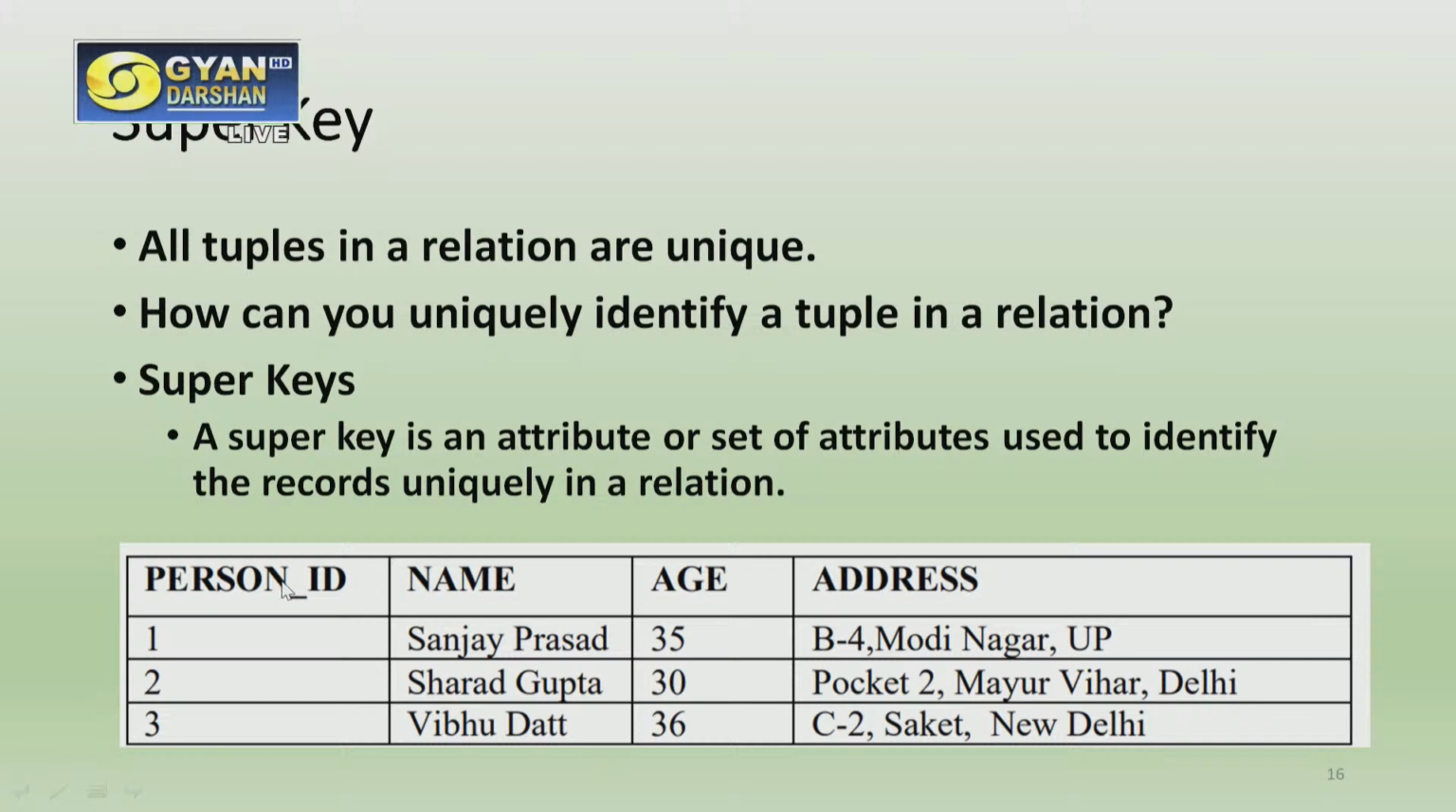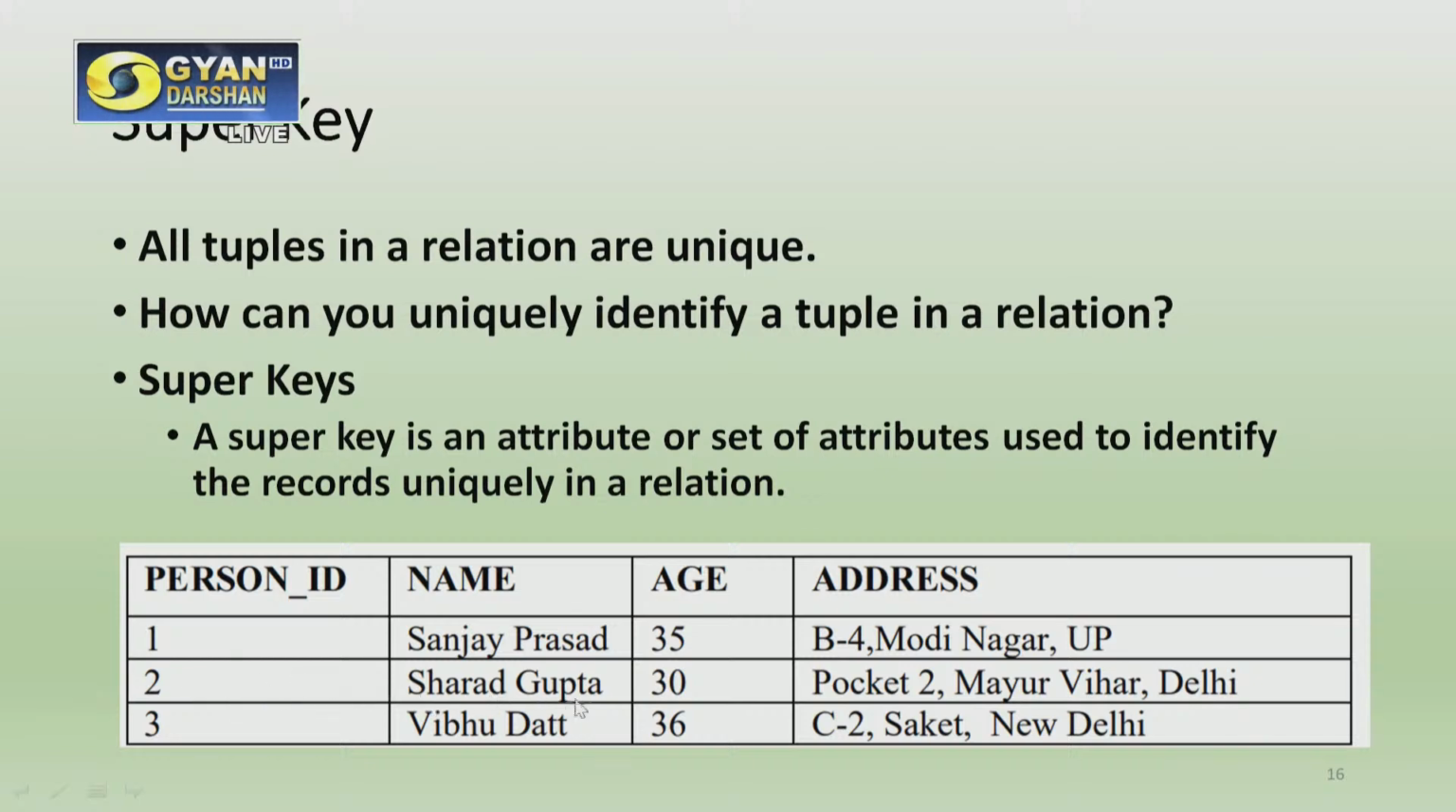Now, person ID, name, age, all three attributes together, quite distinctly identify the address of that particular person. So they are very unique in that way. Unique not in one particular instance, but in all possible instances, they should be unique. So person ID plus name plus age can form a super key of this particular relation without any problem.